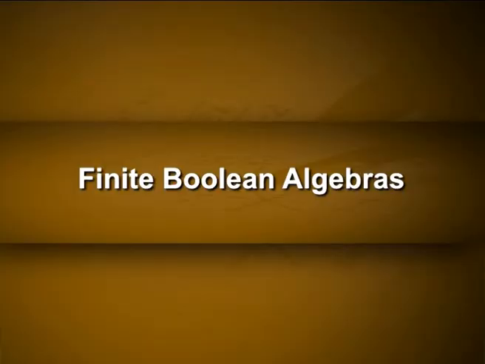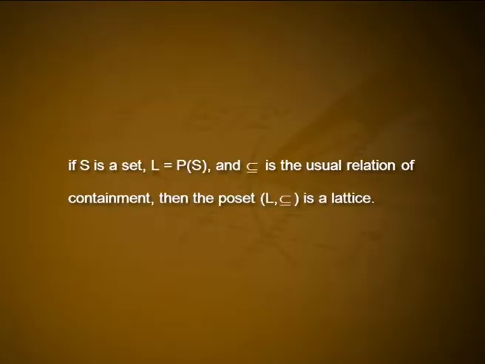Finite Boolean algebras. In this section, we discuss a certain type of lattice that has a great many applications in computer science. We have seen in example 2 that if S is a set and L is equal to P(S) and the relation is the usual set containment, then the poset L with subset is a lattice. These lattices have many properties that are not shared by lattices in general. For this reason, they are easier to work with and they play a more important role in various applications.